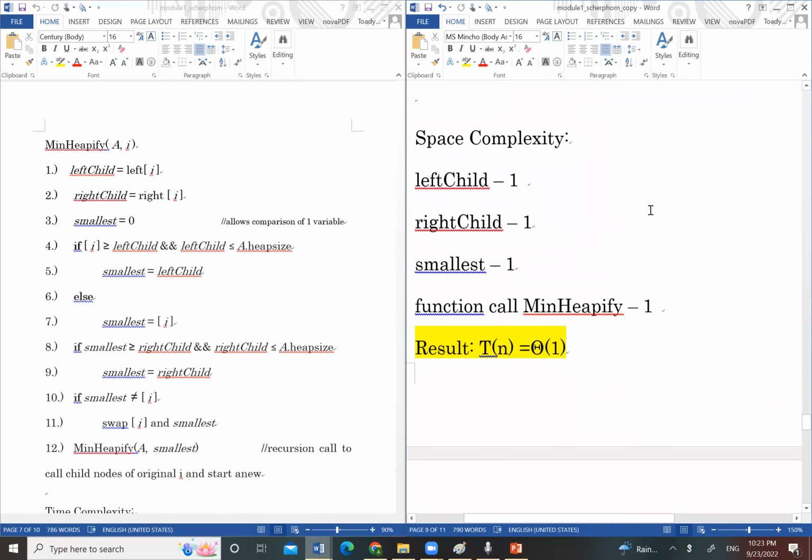So the space complexity is just a constant because I'm mostly just assigning and creating variables. And even just calling this min heapify, I'm just calling a function. So I believe that's a constant. So I believe that it is just theta of 1 for space complexity.